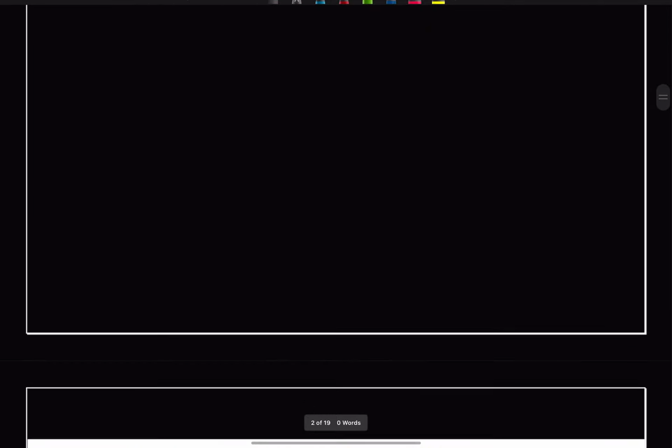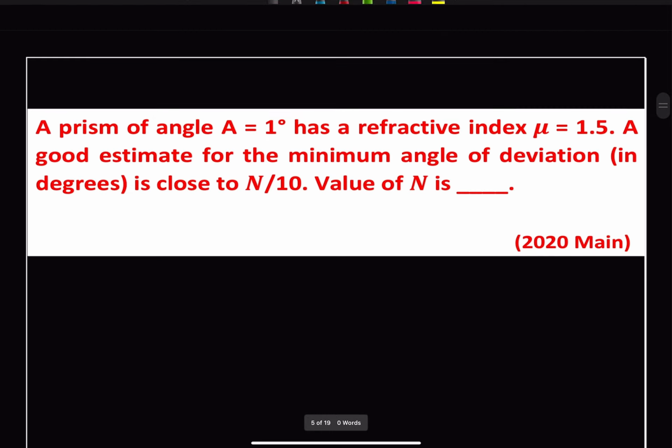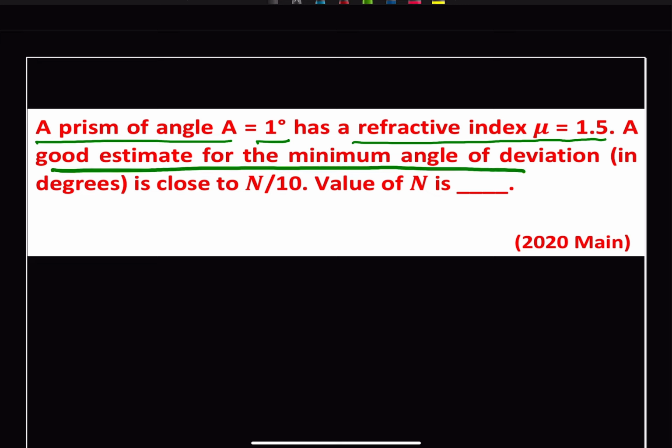Next question, and it states that a prism of angle A 1 degree has a refractive index mu 1.5. A good estimate for the minimum angle of deviation in degrees is close to n by 10. The value of n is. So here it is talking about minimum deviation, and minimum deviation is based directly on the formula.